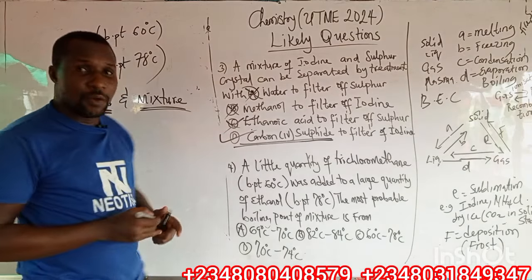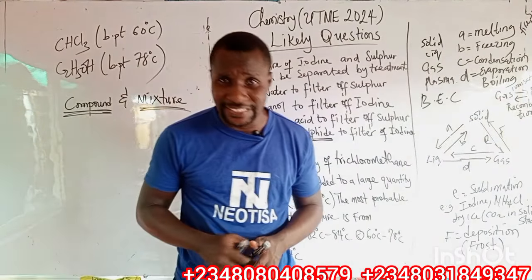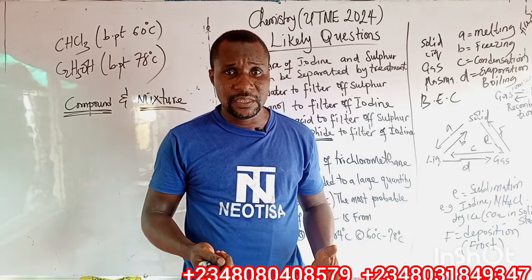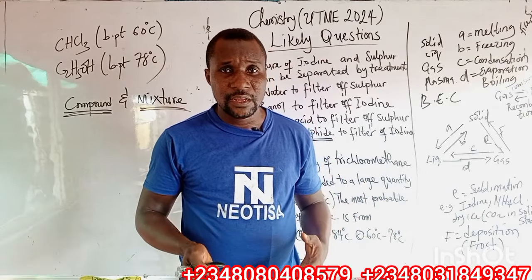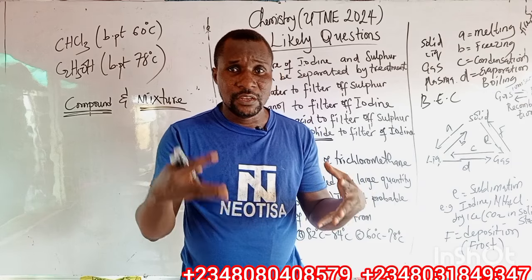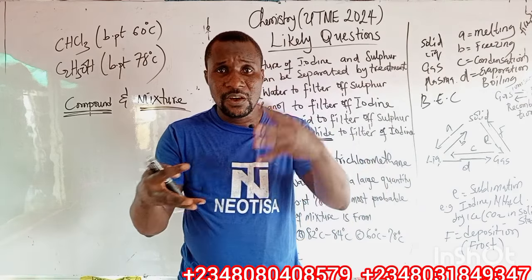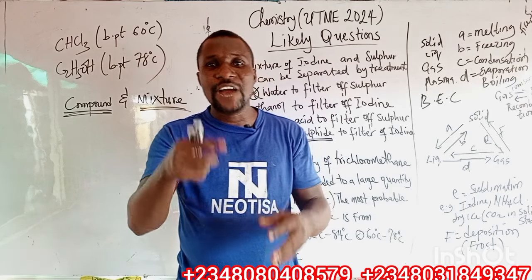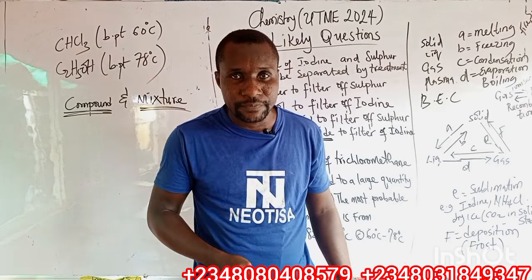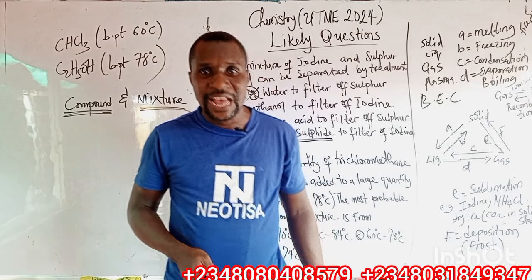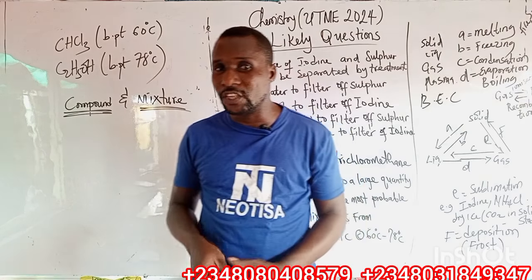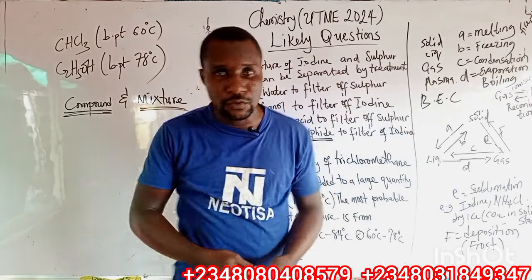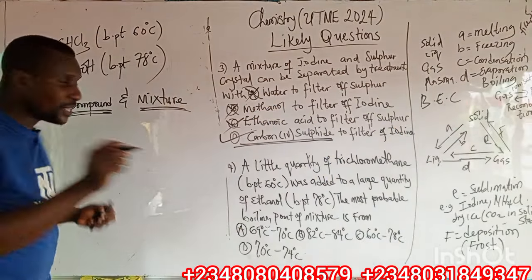Mixture: combination of two or more constituents. The constituents can be compound and what? Element. Compound and element coming together. That is a combination of two or more constituents, which could be compound and element, or element with compound, which are not chemically held together. They can be separated by physical means. That's why those separating techniques are for what? Mixture.